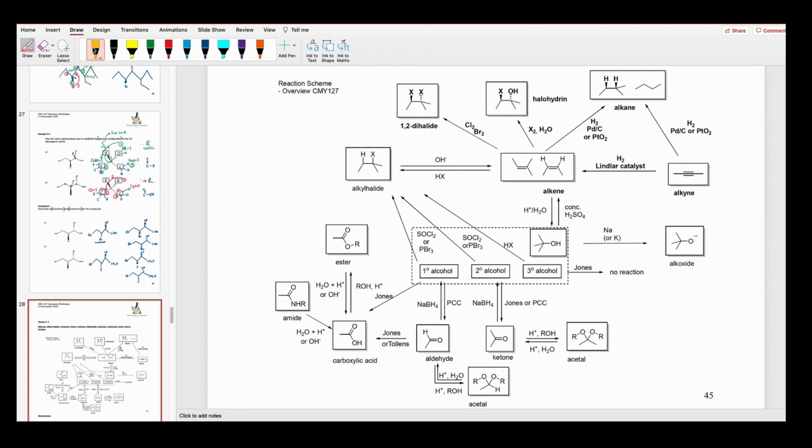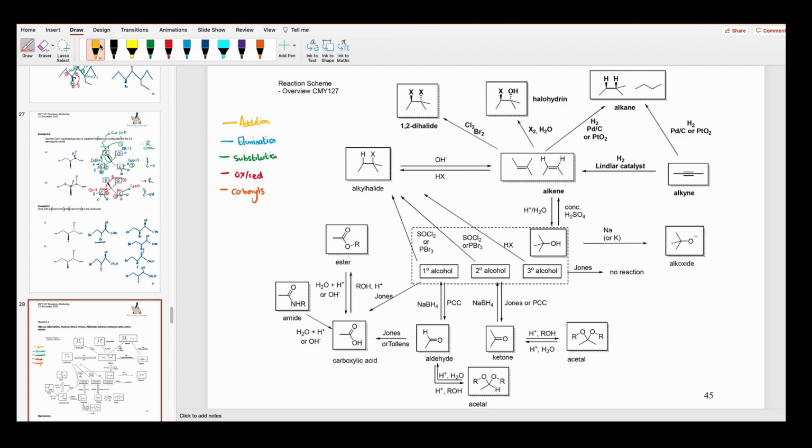So before I actually look at this map with you, I'm going to use the color yellow for addition, to show addition reactions. I'm going to use the color blue to show elimination. I'm going to use the color green for substitution. And then I will use red for either oxidation or reduction. And I will use orange for any reactions associated with carbonyls.